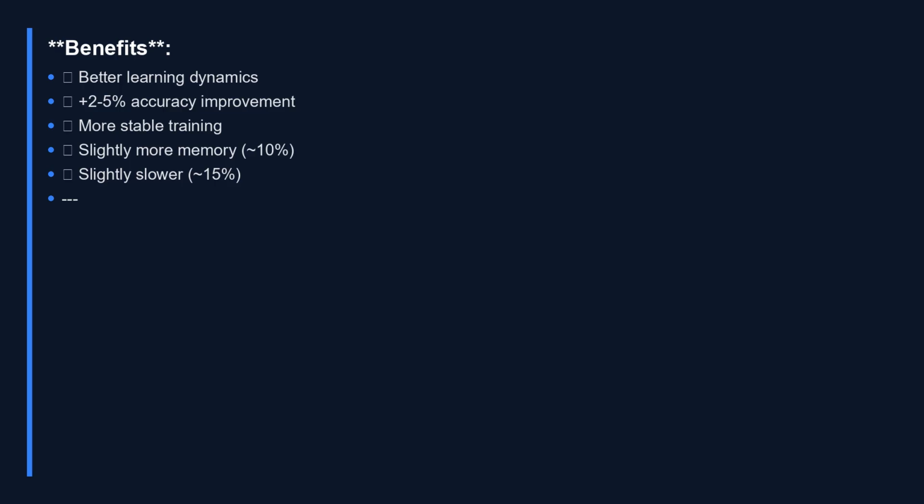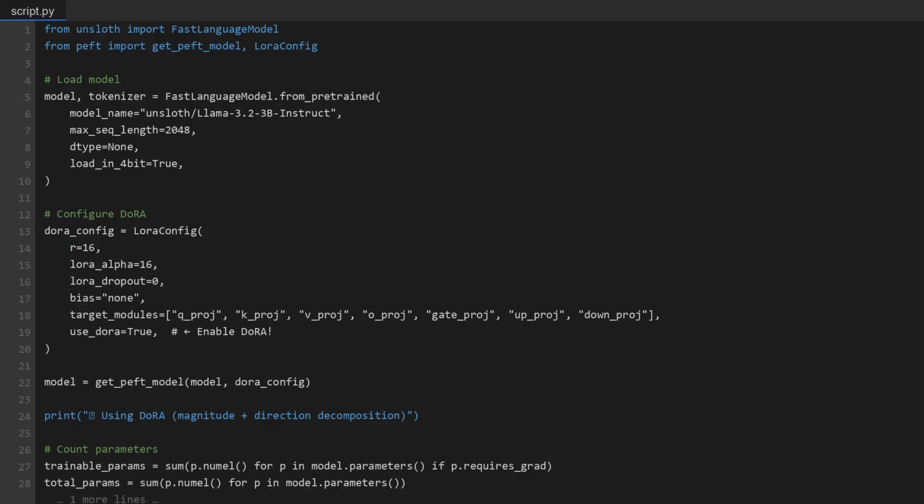If accuracy is your primary objective and you have VRAM headroom, which you do with 48 GB across your 2 P40s, DoRA is worth serious consideration. Enabling DoRA in code requires exactly one additional flag. After loading the model with FastLanguageModel.from_pretrained, the LoRA config takes use_dora.